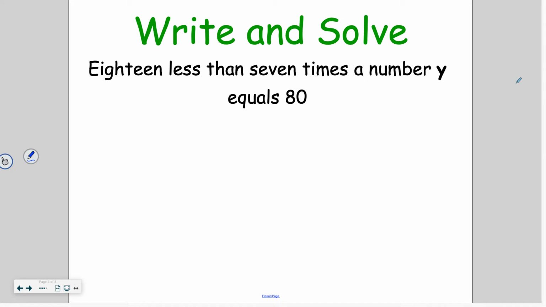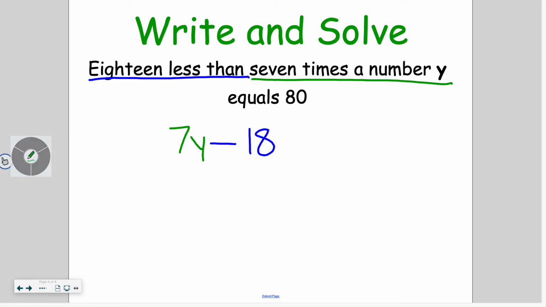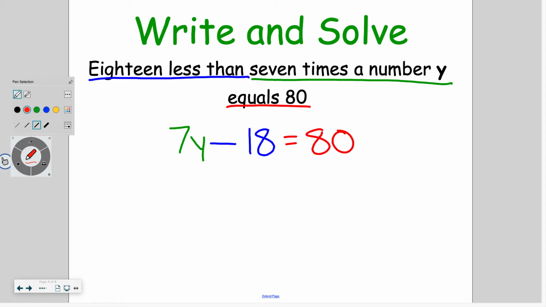Our next problem here says 18 less than 7 times a number y is equal to 80. So we've got the first part which says 18 less than. Remember, I said with the phrase less than, it is subtracting, but the number in front, so 18, goes after the subtraction sign. Then the next part says 7 times a number y. In order to show 7 being multiplied with y, we're going to say 7y. And then the equals 80 part is pretty straightforward. It's going to equal 80.